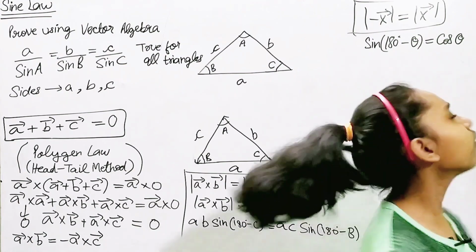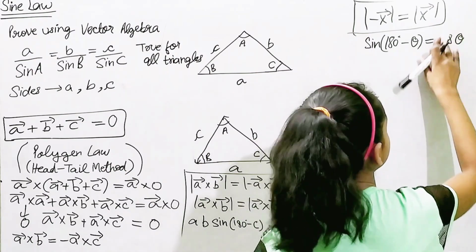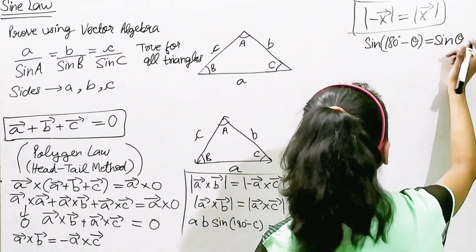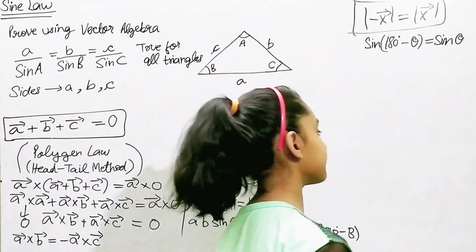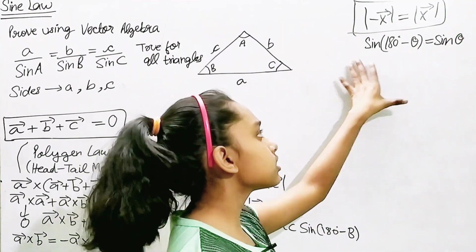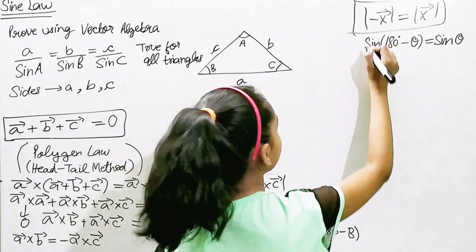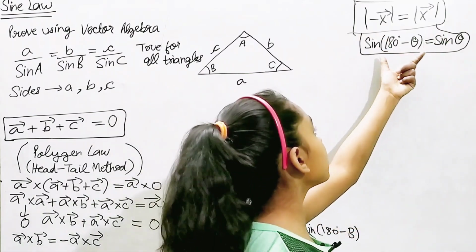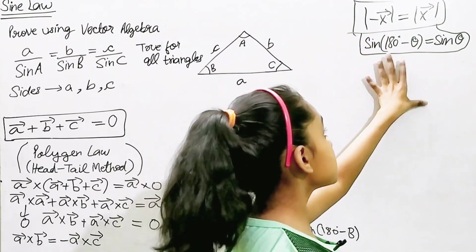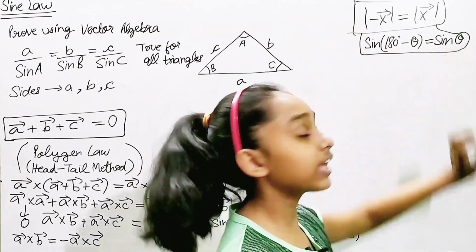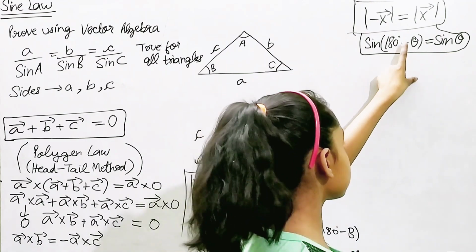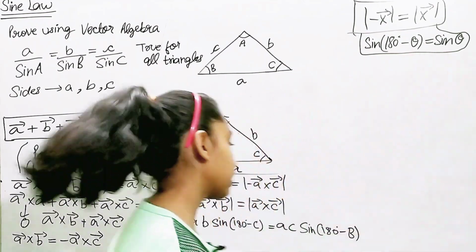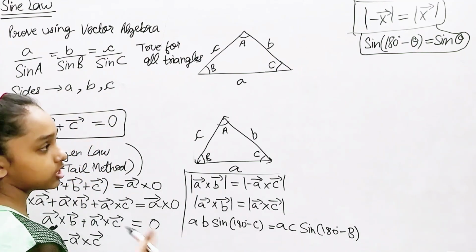No, how cos? It will be sine, okay? Not cos. So this is a formula. You can learn it. So what is it? Sine of 180 degrees minus theta is equal to sine theta, okay? Its sign is not going to be changed, and so that's all. Sine theta will come.